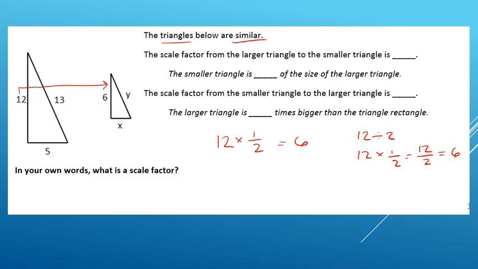12 times 1/2 makes 6. So again, I'm going to fill in the scale factor here. The smaller triangle is 1/2 of the size of the larger triangle. And now I'm going from the smaller triangle to the larger triangle. It's going the other direction. So from 6 to 12. That one's probably a little easier for you to see. That 6 times 2 would make 12. So my scale factor here is 2. The larger triangle is 2 times bigger than the, and you can fix this here, it should say smaller triangle. So now take a moment and think about, in your own words, what is a scale factor, and try to connect it to the idea also of corresponding sides.